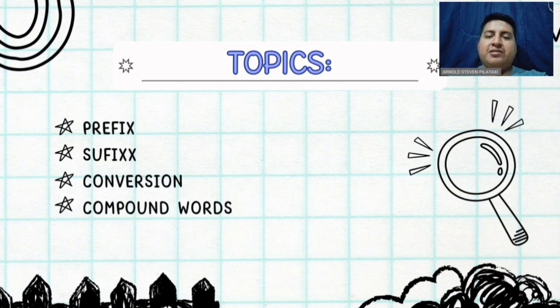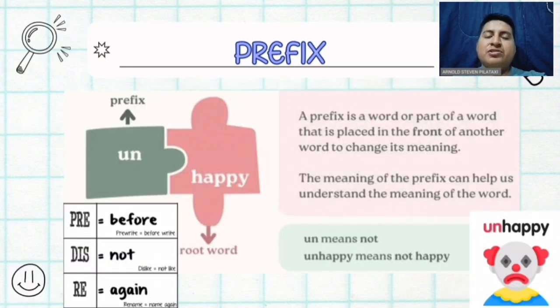Let's get started. Prefix. A prefix is a small group of letters that we add to the beginning of a word to change its meaning. For example, if we take the word happy and add the prefix un, it becomes unhappy, which means the opposite, not happy. Let me show some examples.